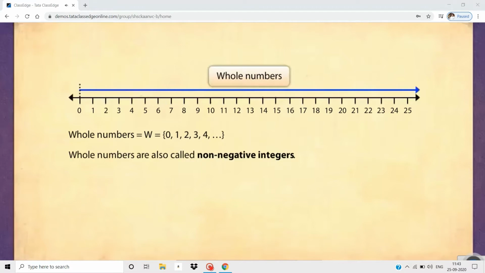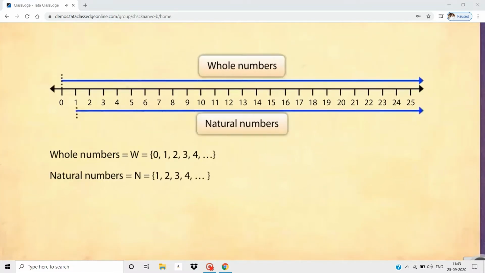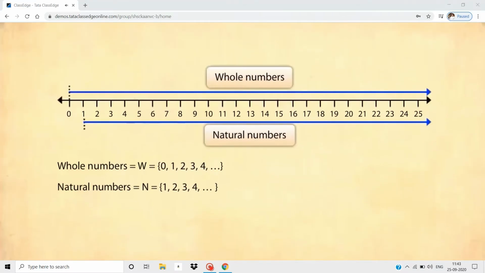If we go below 0, we get negative numbers. So, the other name for whole numbers is non-negative integers. Thus, the set of whole numbers is nothing but the set of natural numbers with 0 included.